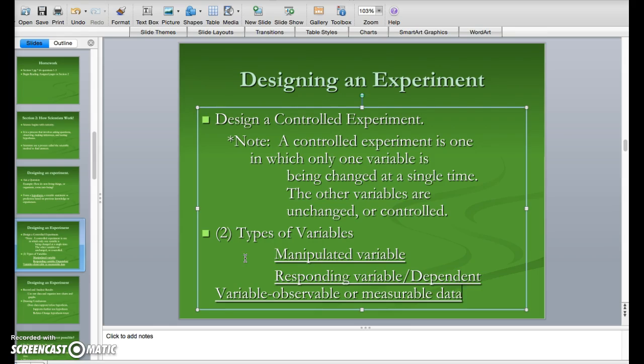We also have a third type of variable in the experimental design process, and those things would be your controlled variables. And I'll talk a little bit more about controlled variables as we go and practice this first lab, dealing with the scientific method.